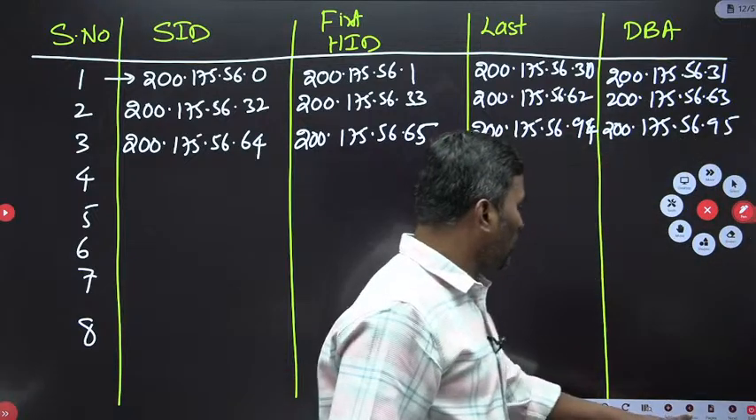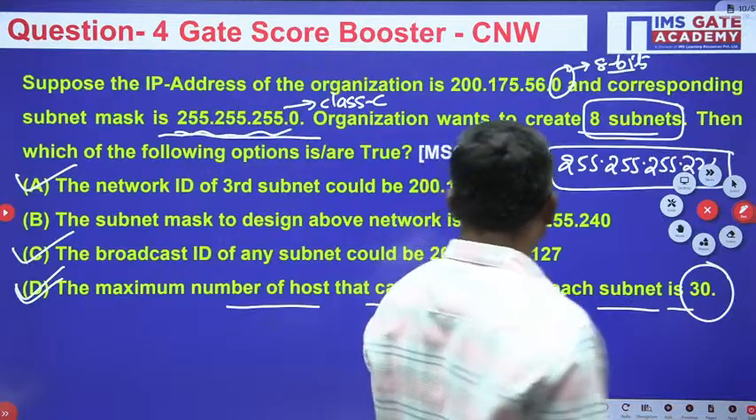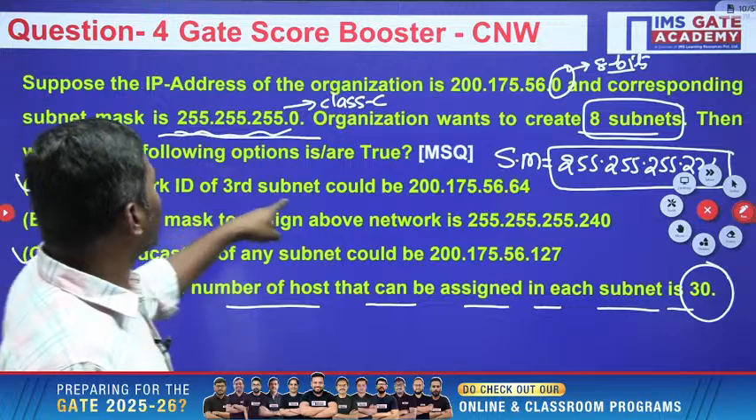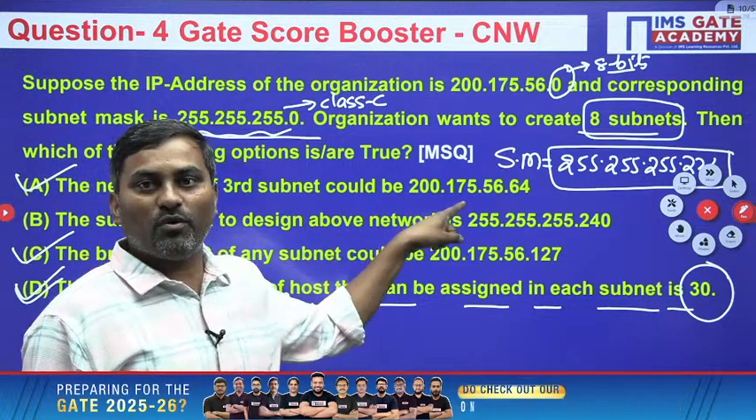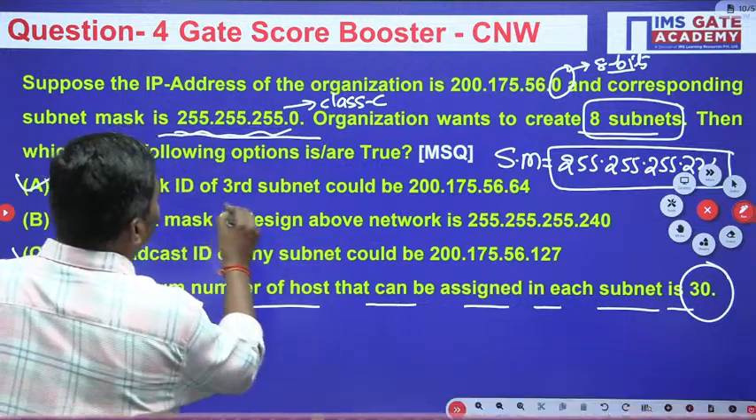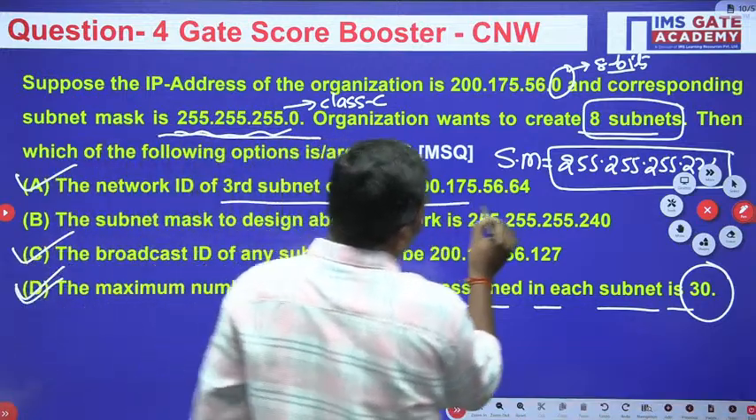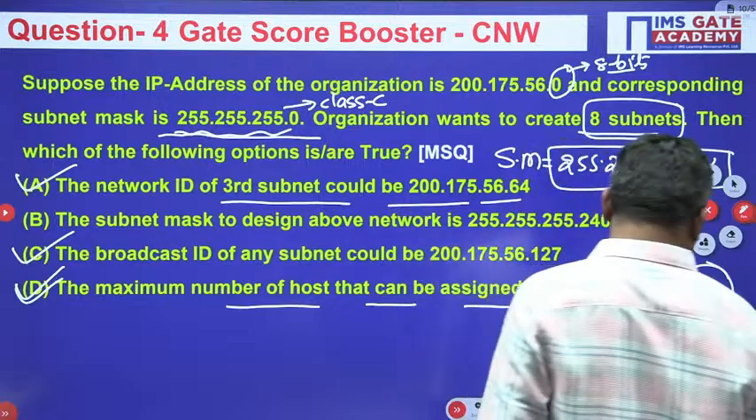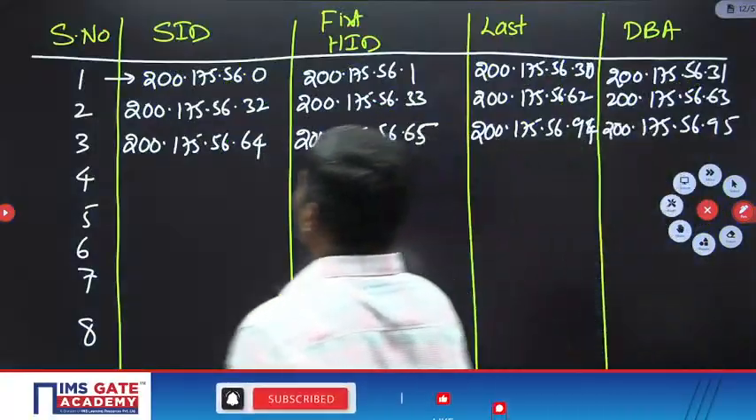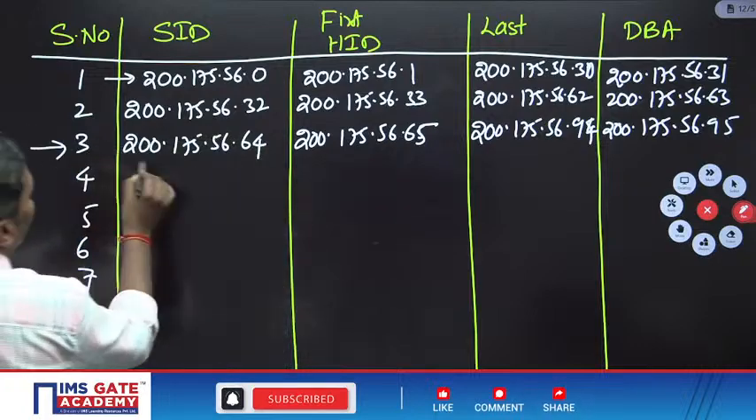Now my question to all of you, come to the point here. Okay, this one, see, the subnet ID of the third subnet could be, is it 64 only? Correct or not? Third subnet ID, 200.175.56.64, correct? Isn't it, all of you? Third one, right? Yes or no?